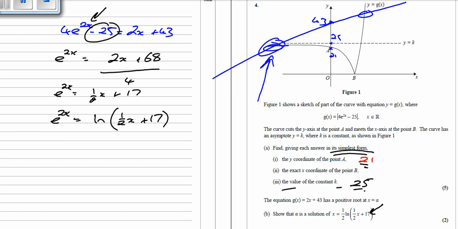Oh, what am I doing? I've taken logs, I've got to get rid of that e. There you go, so 2x equals log of a half x plus 17. Then you're going to divide by 2, so x equals a half of log of a half x plus 17. So there you go, that's how you do that one.